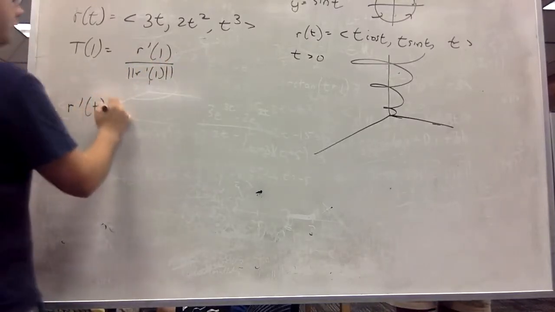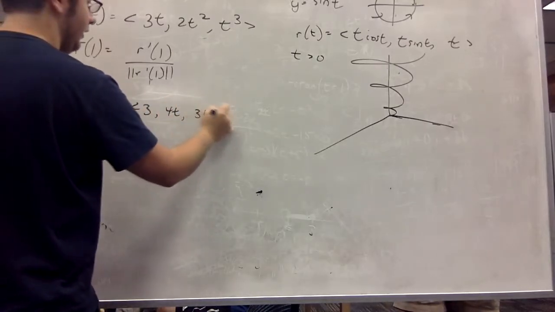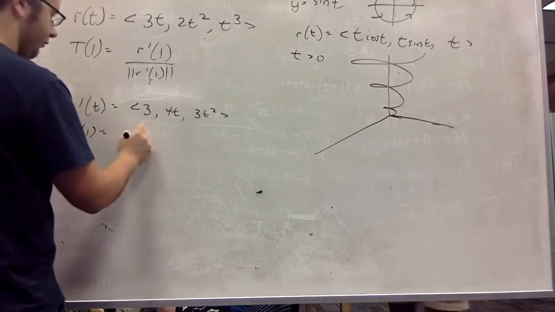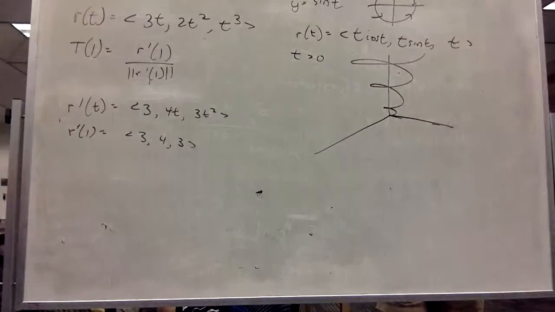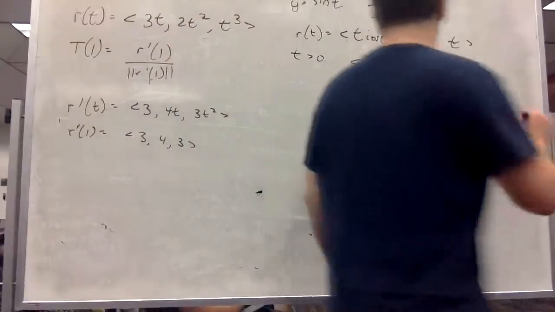First derivative would be 3, 4t, 3t squared. Plugging in 1 gives me 3, 4, 3. This is not quite T yet, this is merely r prime of 1. So what does the capital T mean? It means the unit tangent vector. So let's go over here to this guy.